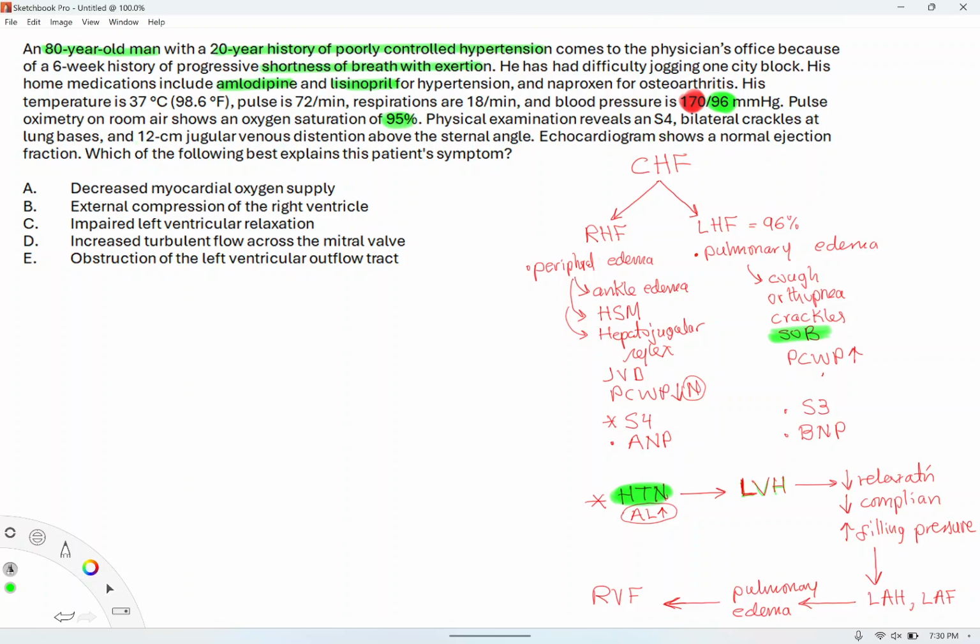Physical examination shows S4. So there you go. S4, we said it is associated with right heart failure. We have shortness of breath with left heart failure. We have S4 with right heart failure.